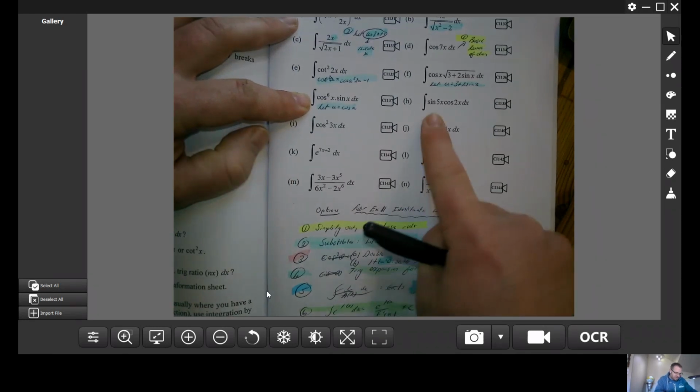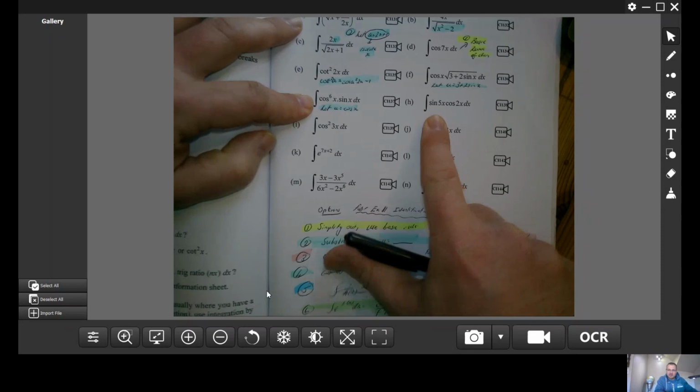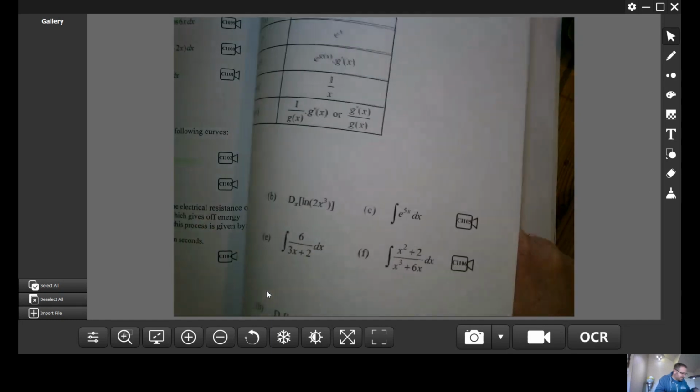Here, you're going to have to use the expansion formula for sine of an angle, cos of an angle. And if you look at the expansion formula, sorry, I should have an information sheet with me.